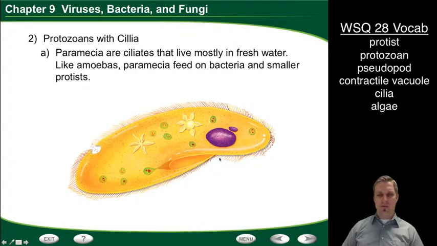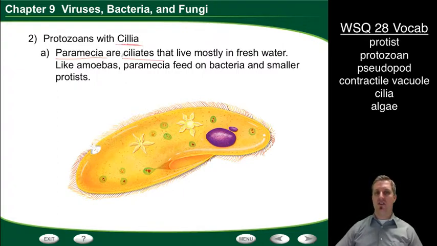Second type of protozoan, we have our protozoans with cilia. An example of this type of protozoan are Paramecia. Paramecia are ciliates that live mostly in fresh water. And just like amoebas, Paramecia feed on bacteria and smaller protists.